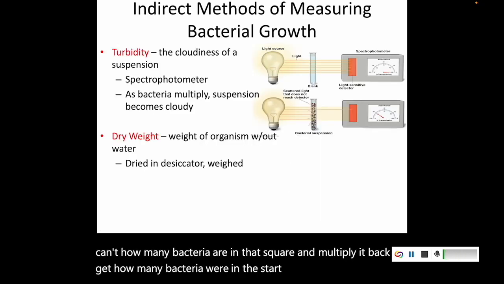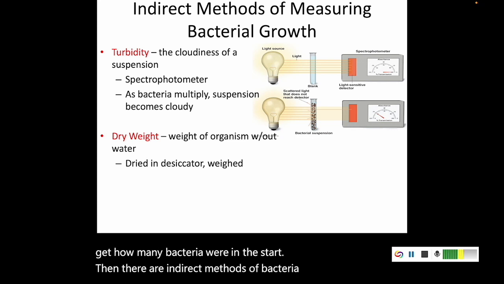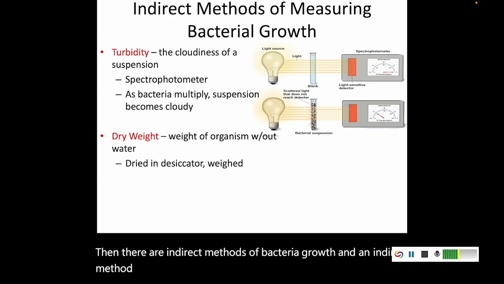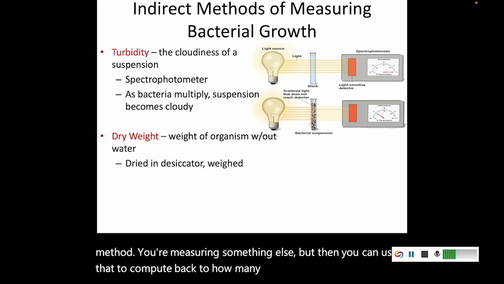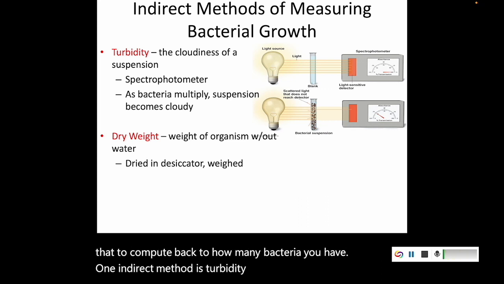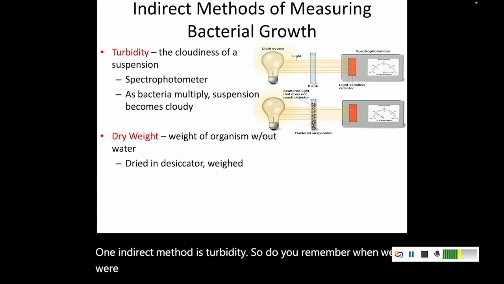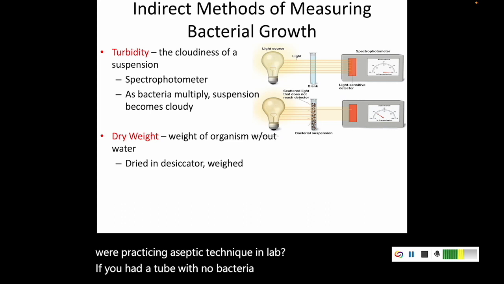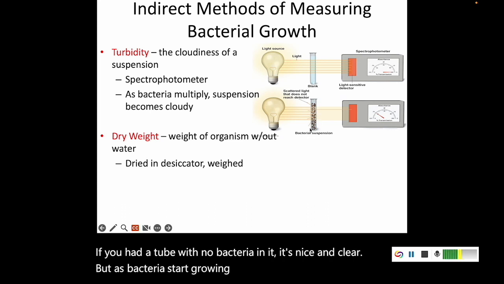Then there are indirect methods of bacteria growth. In an indirect method, you're measuring something else, but then you can use that to compute back to how many bacteria you have. One indirect method is turbidity. Do you remember when we were practicing aseptic technique in lab? If you had a tube with no bacteria in it, it's nice and clear. But as bacteria start growing, it gets a little bit cloudier, so less light is going to pass through it.